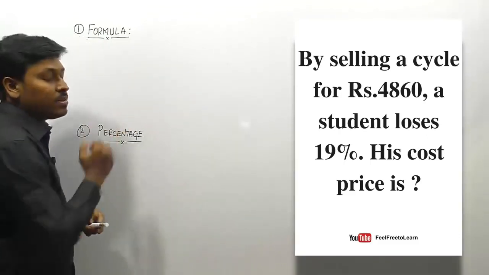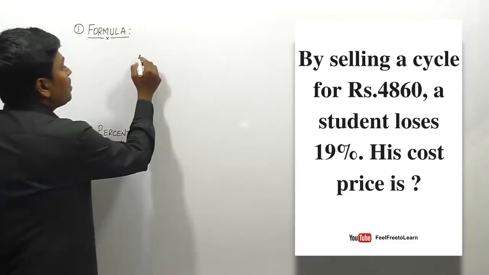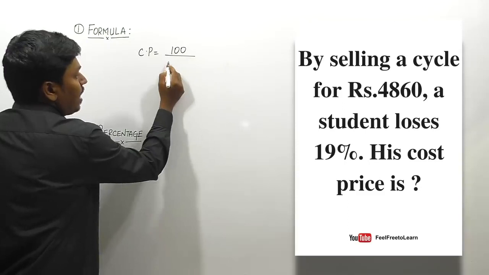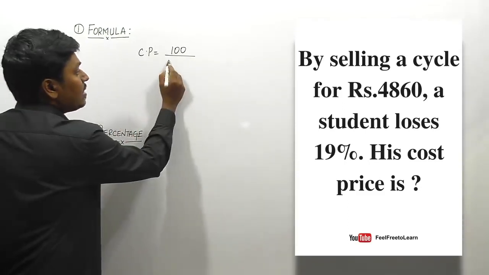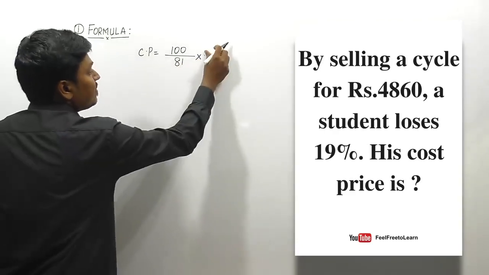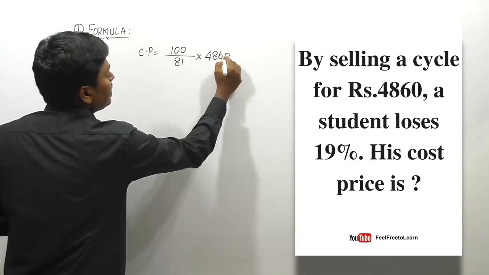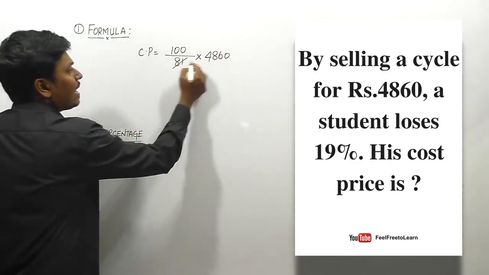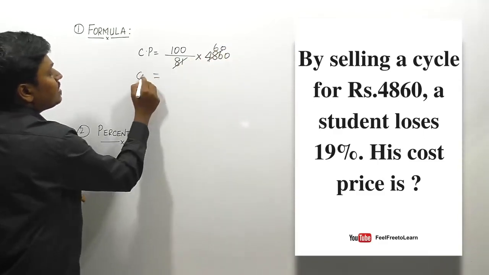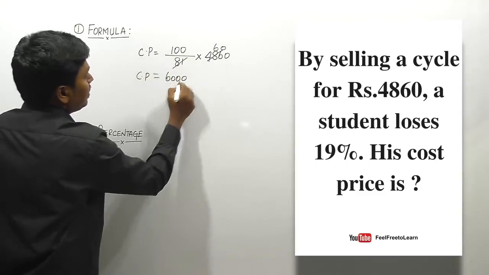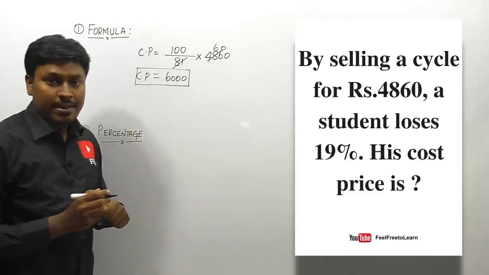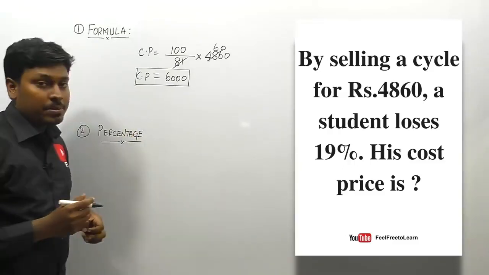So our target is to find the cost price. So friends, first of all, let me solve this question by using the formula method. Cost price is equal to 100 divided by 100 minus loss, into selling price. So 100 minus loss percentage, that is 19, resultant will be 81, into selling price. Selling price will be 4,860. So now we need to cancel this. I think we can directly cancel this on the 6 table. So 81 into 6 will be 486. So it's 60. So finally we can say that cost price will be 6,000. So friends, by using the formula method, we got the answer: 6,000 will be the cost price of the cycle.